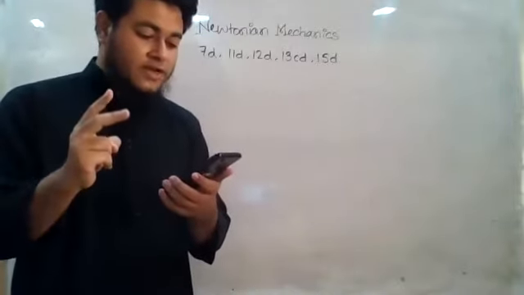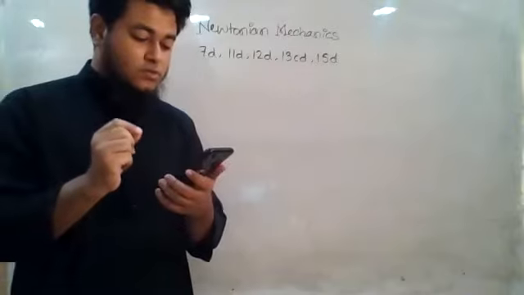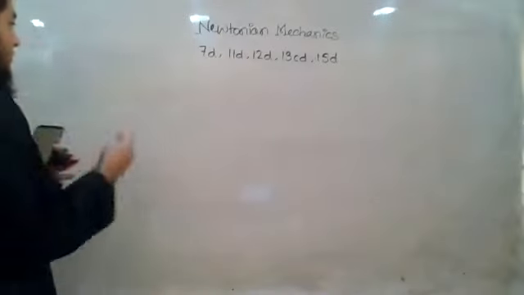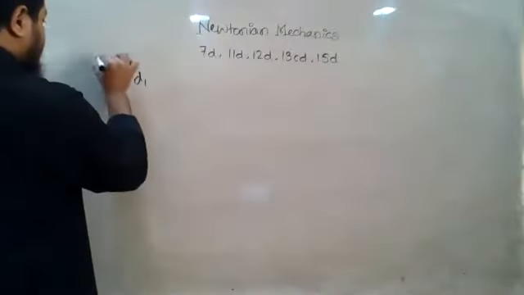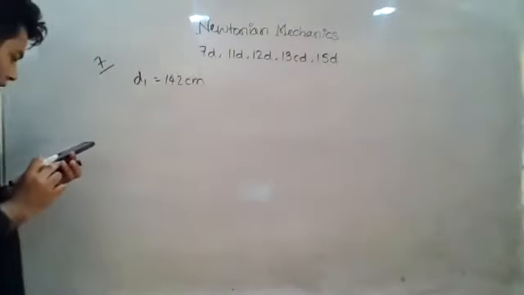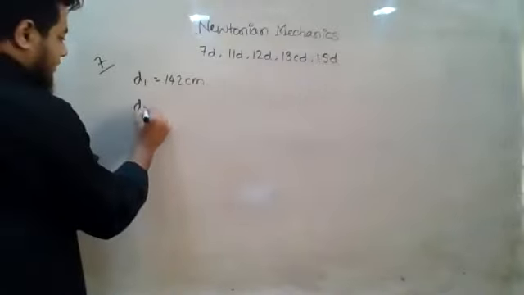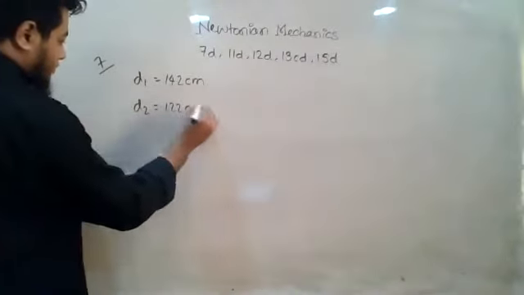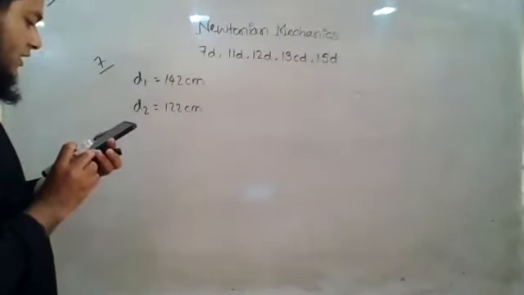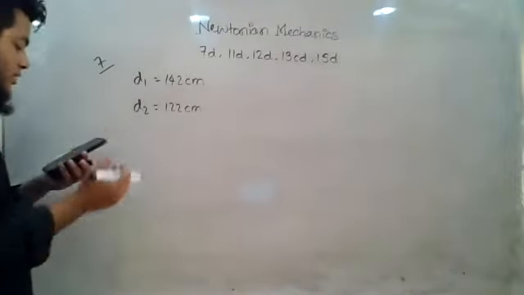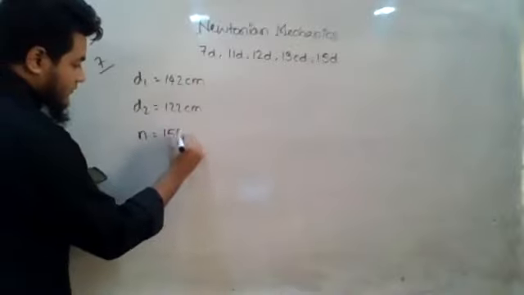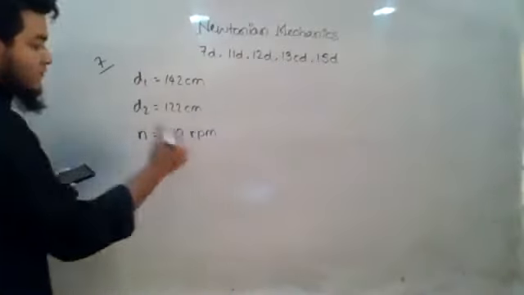The diameter of two electric fans is 142 centimeter. The diameter is given. Okay, let us list the diameter. D1 is equal to 142 centimeter and D2 is 122 centimeter. Now the first one rotates at 150 per minute. This is RPM. This is actually N, the number of rotations, 150 RPM, 150 rotations per minute.